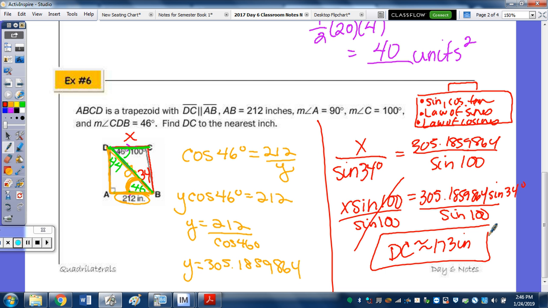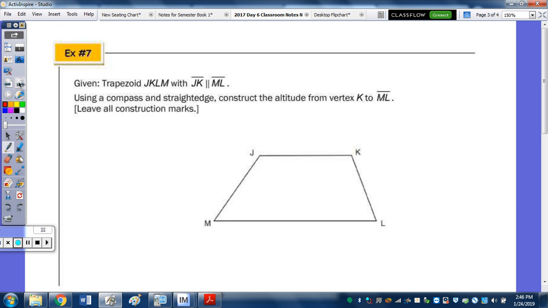Oh, the construction. So let's see how you did. If you were stuck, to do the construction, what I would first do is start by extending ML. It has to come from vertex K.